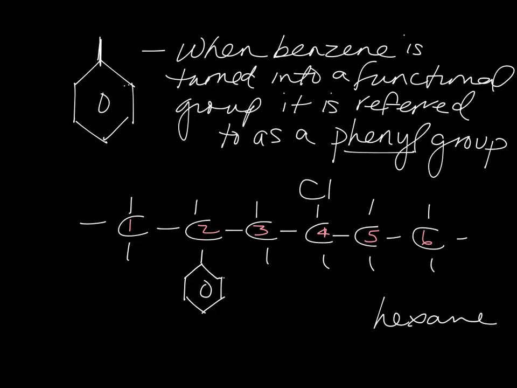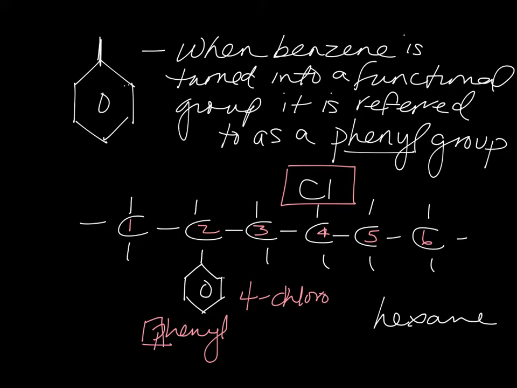So this is number 2, right? And 4. Now, technically, we have to name alphabetically, which we haven't really talked about, and it hasn't come into play. So chloro comes before phenyl, P in the alphabet. So we would name this 4-chloro-2-phenylhexane.